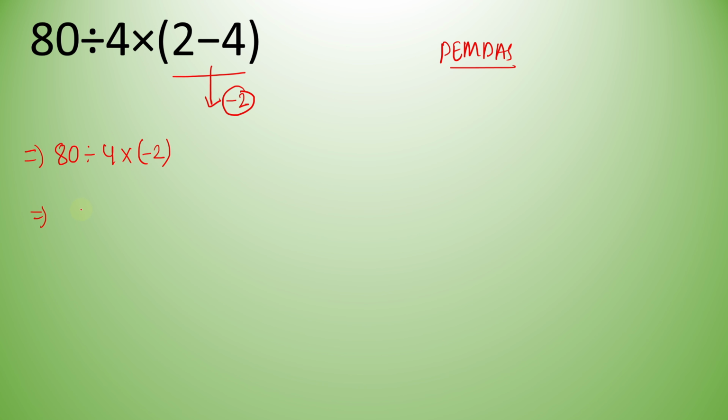Now, many are solving in a very wrong way, like they are operating this multiplication first, but this is not the right way. They will get 4 times 2, that is minus 8, and 80 divided by minus 8, they will get minus 10 answer.